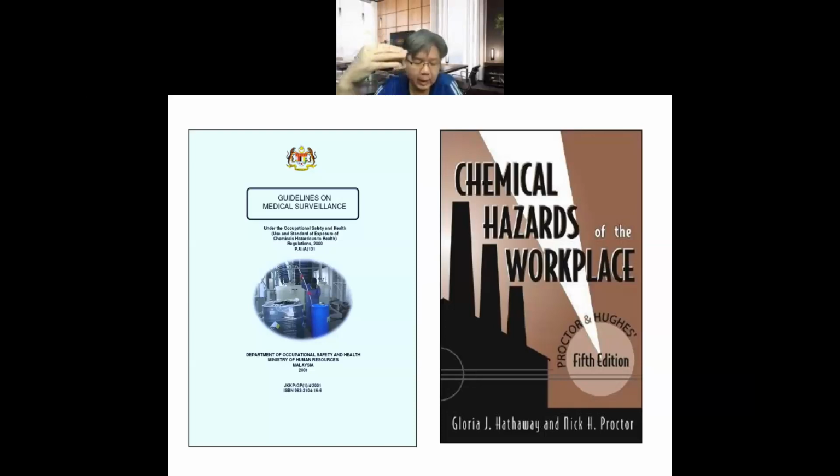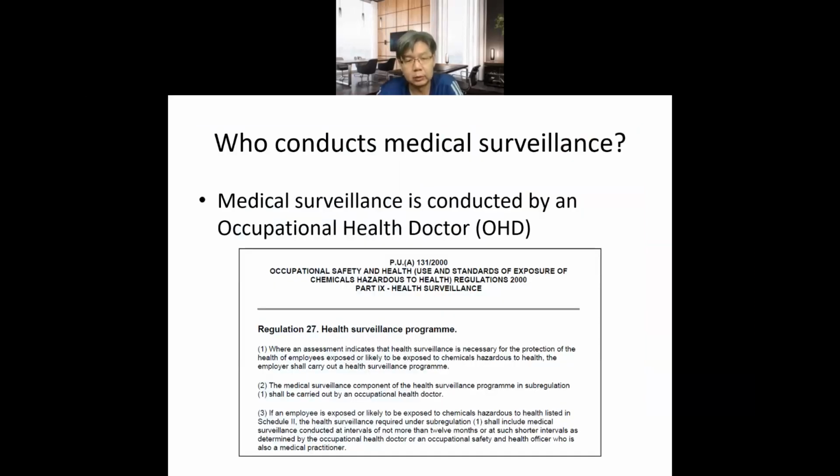And there's a lot of information on the principles of physiology and medical science. It is good to read. If you can get that book, then you can increase your knowledge of how doctors carry out all those things, so it will be good for you also. You can get that book. So who conducts medical surveillance? Now, under the use regulation, it is specified very clearly.